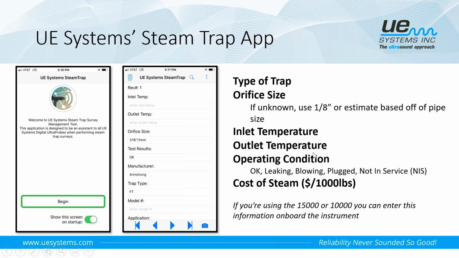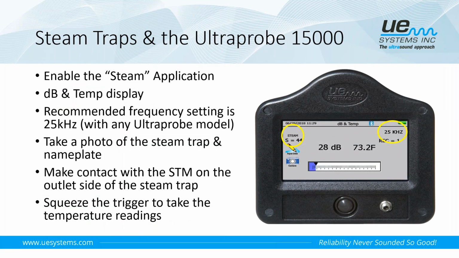Now, also, if you're using an UltraProbe 15,000 or a 10,000, you can enter all this same information right on board your UltraProbe. And that's what I'm going to show here. So if you are using an UltraProbe 15,000, you can enable different applications. So we can enable the bearing application or the electrical application or the leak application. So in this case, we can actually specify or enable the steam application. And when we do, that's going to allow us to enter application-specific information. So we would then go out into the dB and temp display, and that's what you're seeing here. So you see the decibel level on the left and then the temperature on the right, because again, this has a built-in spot radiometer.